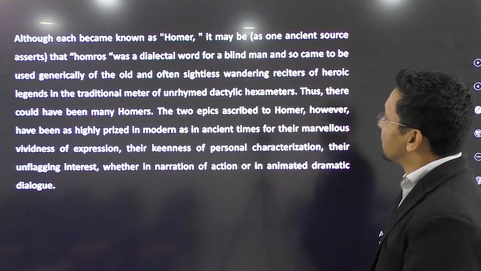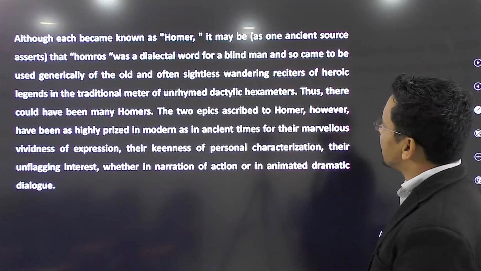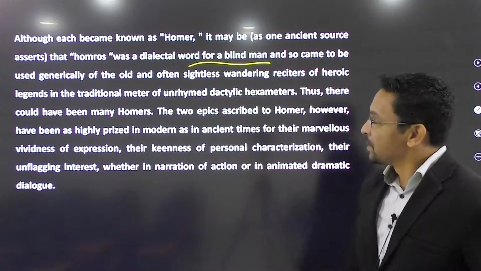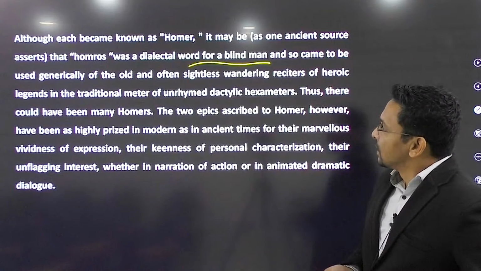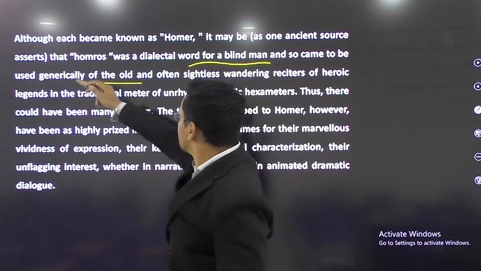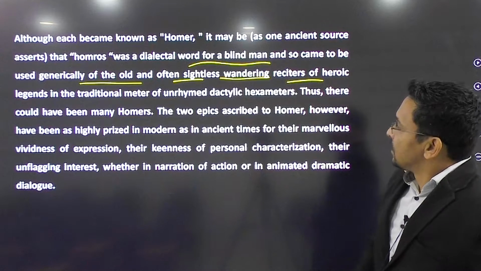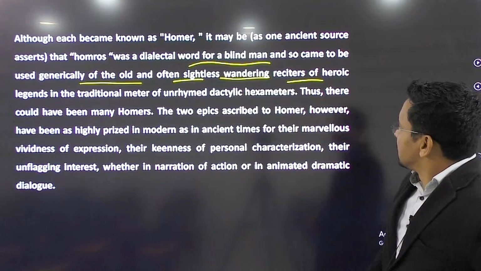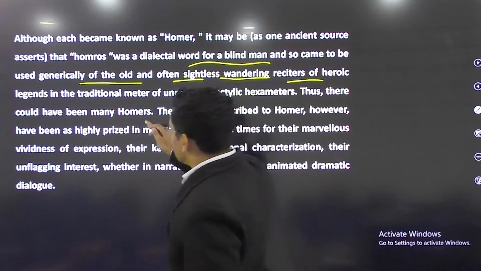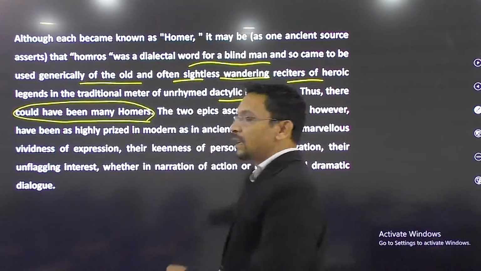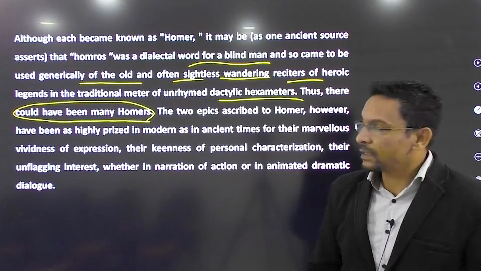Although each became known as Homer, it may be Homerus was a dialectical word for a blind man. सो बहुत इंटरेस्टिंग कहानी है. And so came to be used generically of the old, ये तो फिर वर्ड ही यूज होने लगा था ओल्ड लोगों के लिए, and often sightless, wandering reciters of heroic legends. होमेरिक बोलने लगे थे लोगों को in the traditional meter of unrhymed dactylic hexameters. इसलिए there could have been many Homers, तो बहुत सारे हैं. फिर ये डेक्टाइलिक हेक्सामीटर एक फिगर ऑफ स्पीच तो नहीं है एक्चुअली, ये राइटिंग स्टाइल है. सो इसमें तो बहुत सारे लोग बोल सकते हैं कहानी, राइट?